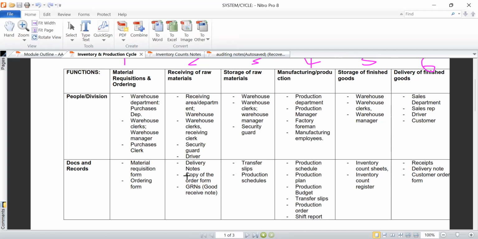Then documents used, my sisters, will definitely see the use of delivery notes, a copy of the actual original order, the purchase order form, and the goods received notes. We also see them being handy or useful in this stage.